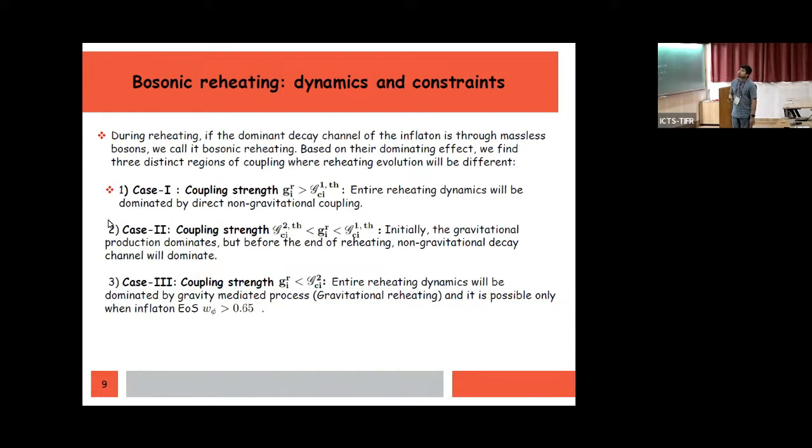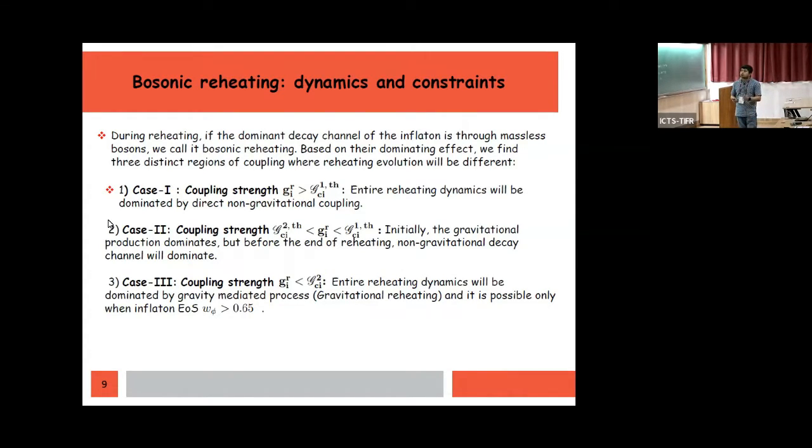So now go to the reheating setup. I only talk about here the bosonic reheating, and here we also consider the two types of φ²SS and φ⁵S decay channels. And we have three different cases. In the first case, when your coupling is greater than some critical coupling, then your entire reheating dynamics will be dominated by this non-gravitational coupling.